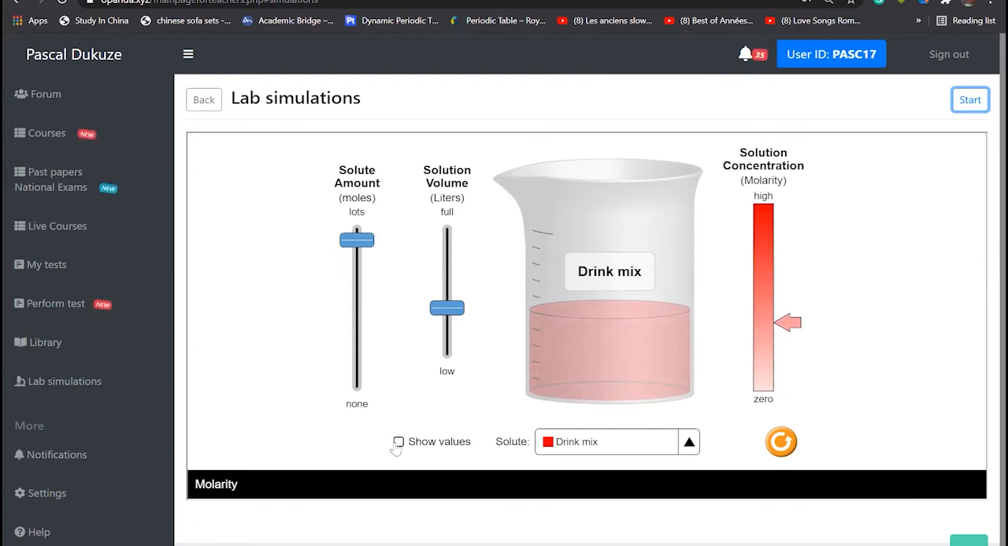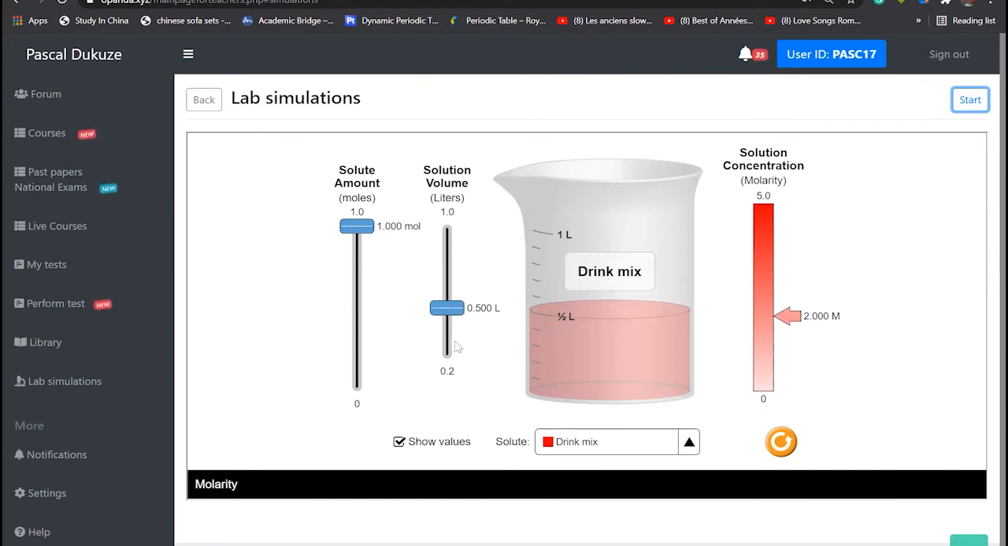Here you can show the values. You see the value we have here. The maximum is 1 mole. So the solution we have is 1 mole. And here we have a half liter. Because the volume is a half liter, the molarity will be 2 molarity, or 2 mole per decimeter cube. 2 mole per decimeter cube.